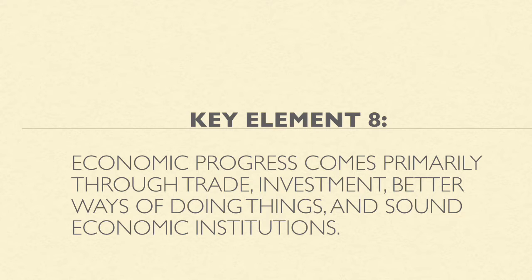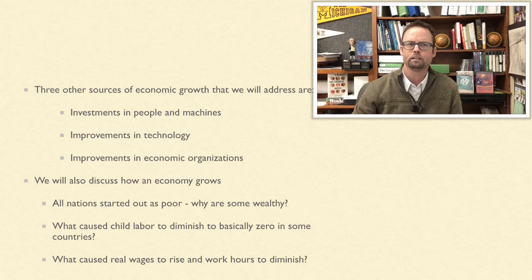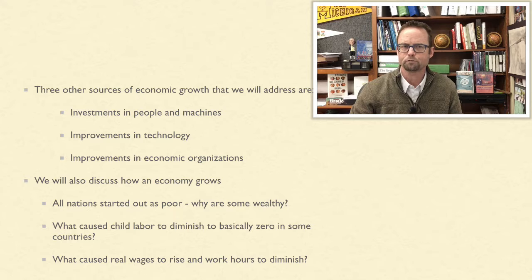Economic progress comes primarily through trade, investment, better ways of doing things, and sound economic institutions. How trade helps bring about economic progress was looked at in key element videos 4 and 5, so we will not rehash the significance of trade. Instead, we will first highlight the roles of investment and innovations and then the importance of economic organization.